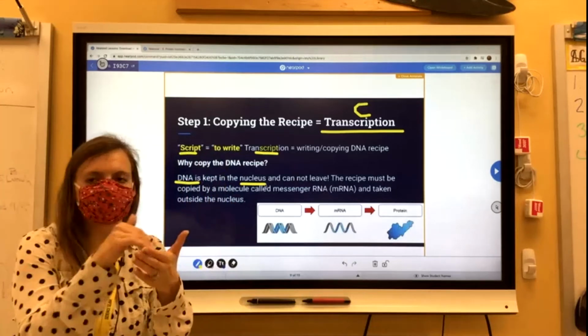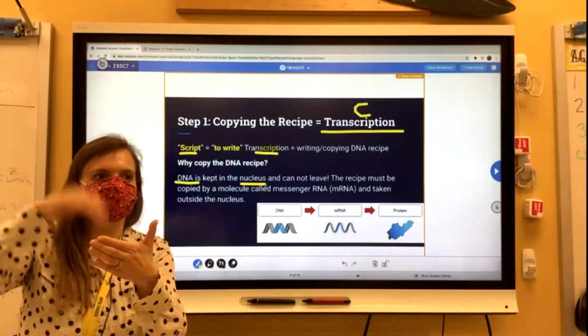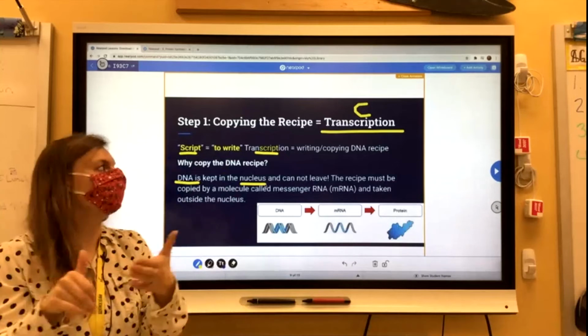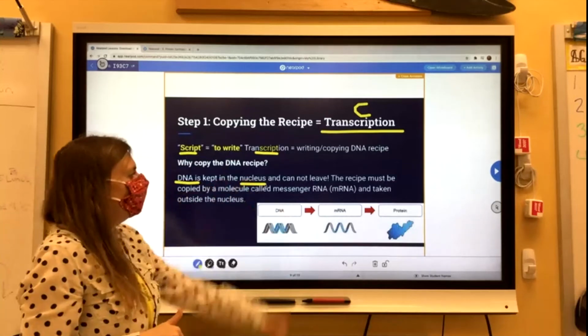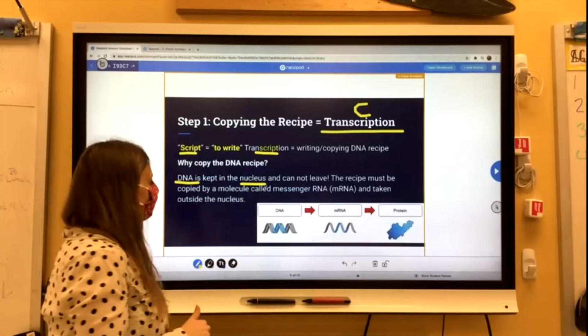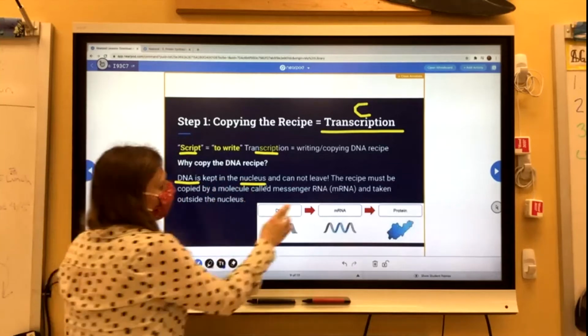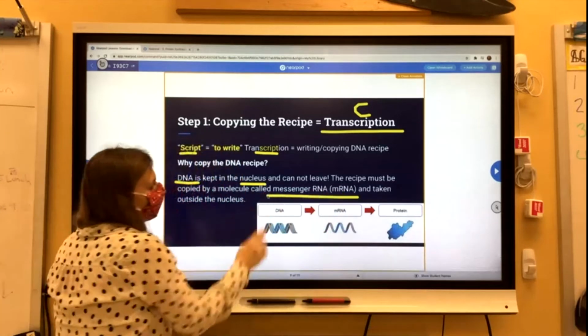Like when you access it later in your photos, instead of having to dig through Pinterest or try to search it again in Google, right? So DNA, we keep it in the nucleus, so we need to copy the recipe. And the copy is called messenger RNA.